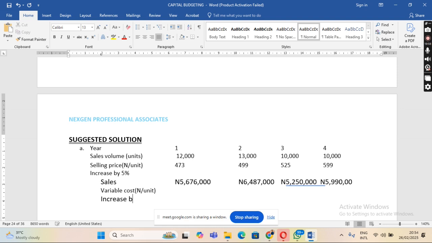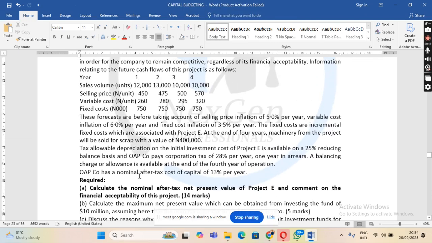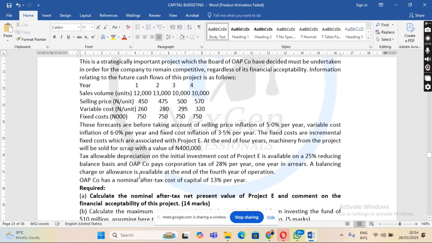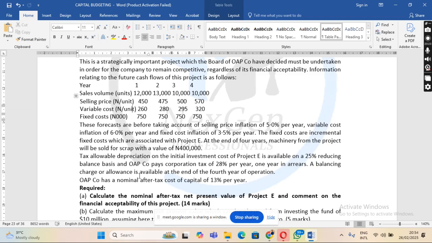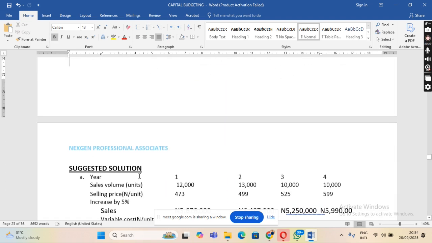So increase by 6%. Right? So let's increase it by 6%. So class, let's quickly go back. What is the variable cost? You can screenshot it, so there's no need of us going down. You have it in your note already, in your material, right? So just screenshot so that we can move ahead, please.